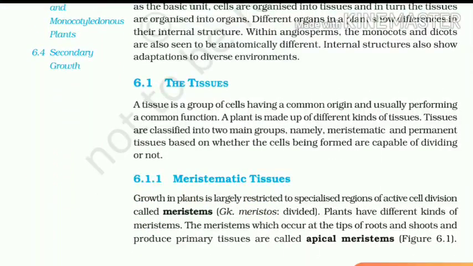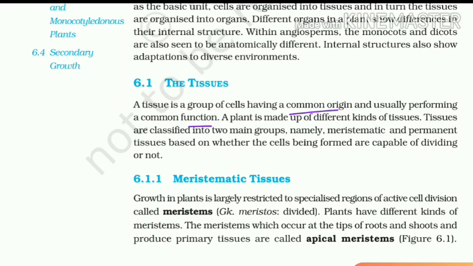Basically, a tissue is a group of cells together. But if you ask whether any group of cells together is a tissue, no, that is not accurate. We need to know whether they have a common origin and a common function. That group of cells should originate from the common place, and their function should also be common. Then only can we say that it is a tissue.